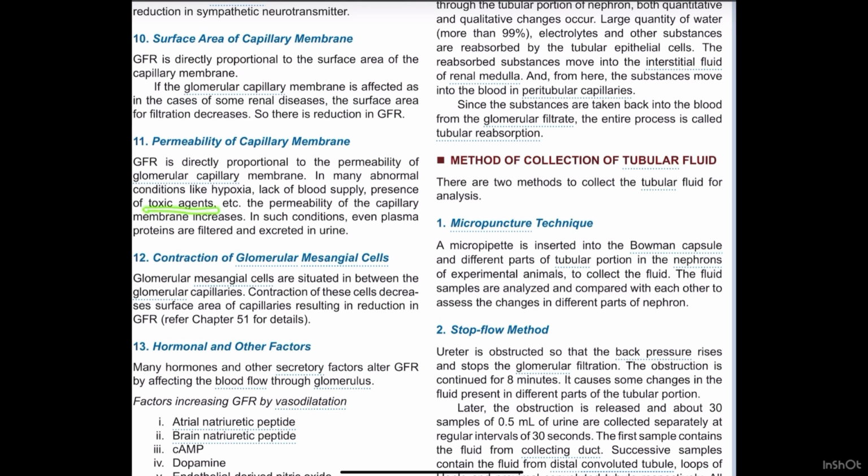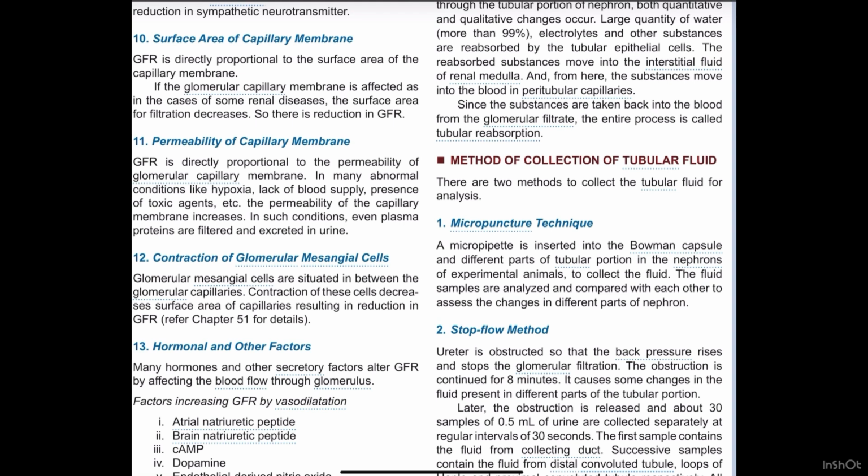In the presence of toxic agents, some people take toxic substances or attempt suicide. In that period, the permeability of the capillary membrane increases. In such conditions, even plasma proteins are filtered and excreted in the urine. So the presence of proteins in the urine indicates something abnormal. Usually protein should not be there, right? So the presence of protein means the capillary membrane permeability is increased.